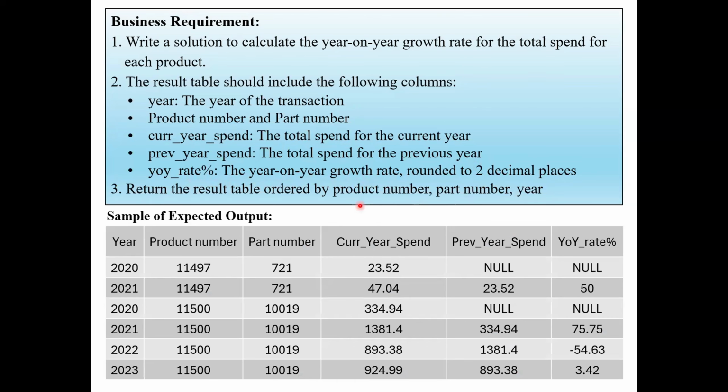The output should look like this. For year 2020, product number 11497, part number 721 had a spend of 23.52. Since there's no previous year, the previous year spend and year-on-year growth rate are null. In 2021, spend increased to 47.04, compared to 23.52 from the previous row. The growth rate is 50%. Similarly, later years show either positive or negative growth depending on the spend trend.